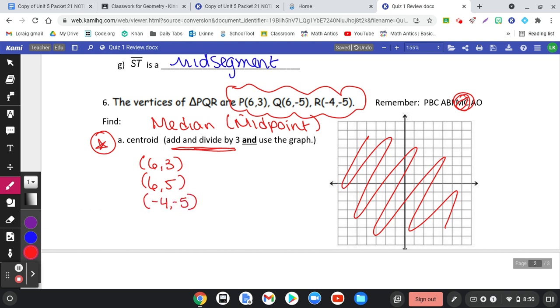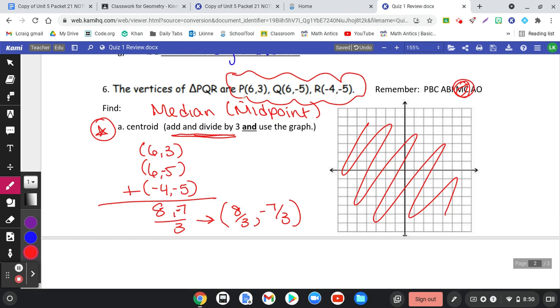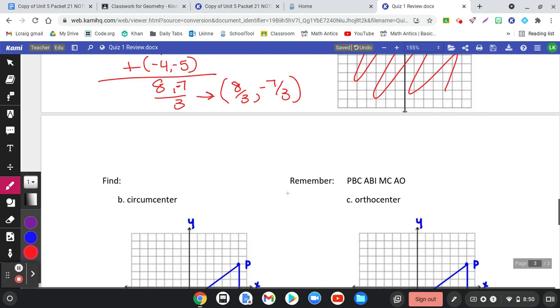This is the way I always find my centroid. So we add them up. 6 and 6 is 12. Minus 4 gives us 8. 3 and 5 is 8. Okay, hold on. Negative 5, sorry. This would give us negative 5 and negative 5 is negative 10. Plus 3 is negative 7. So when we go to divide these by 3, you'll see that it's not a very nice point. 8/3 and negative 7/3. We would not have seen that on the graph. But basically for your centroid, you just add them all up and divide by 3. Because again, think medians, midpoint, add and divide by 3 because there's 3.